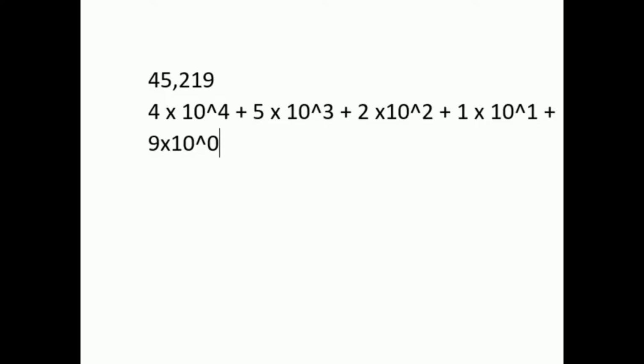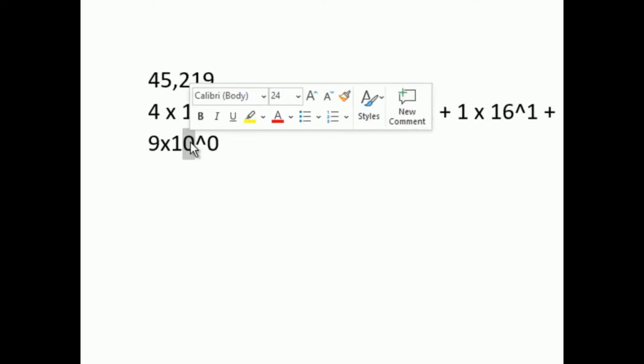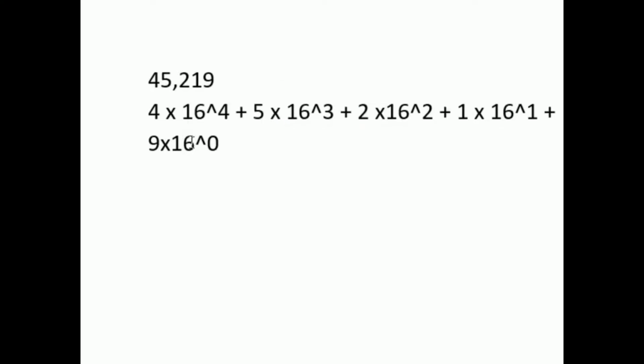Now suppose that's a hexadecimal number. It could be all of those digits are also hexadecimal digits. Then our base is 16 instead of 10, and we have 4 times 16 to the 4th plus 5 times 16 to the 3rd plus 2 times 16 squared plus 1 times 16 to the 1st plus 9 times 16 to the 0. The positions are related to the base.